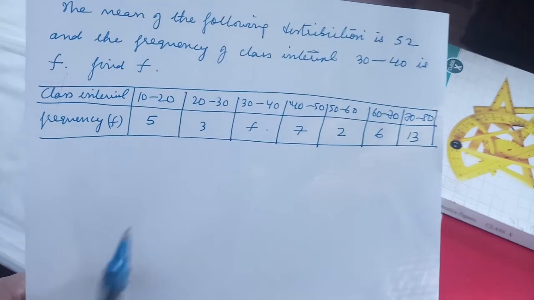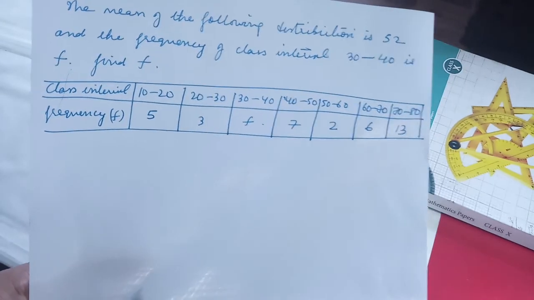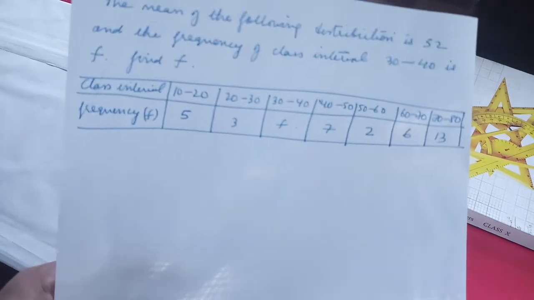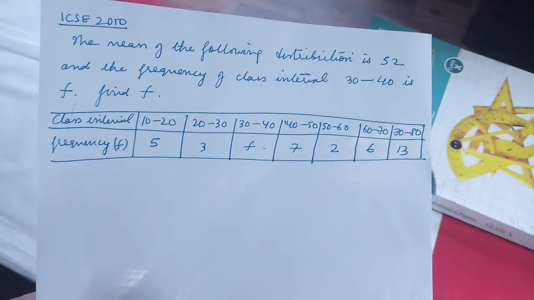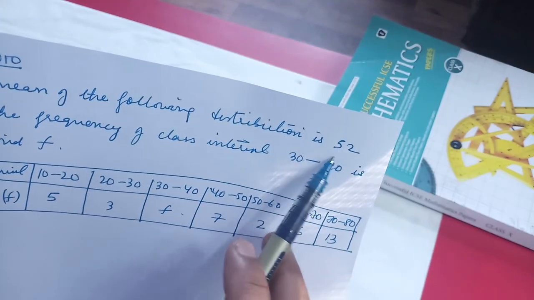We have to start in the same way, as in how to calculate the mean. For that we will be taking the step deviation method, which will be easier. Then let us continue. First we have to write down the table in a vertical format and find the mean, and the mean is already given there. So anyway, let us start now.